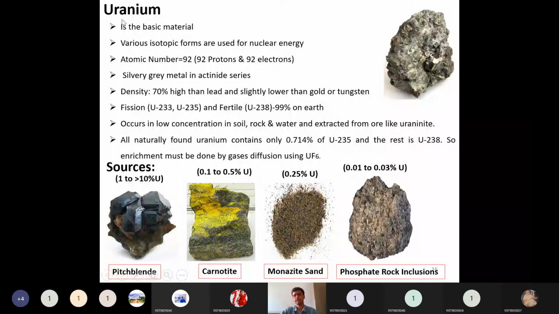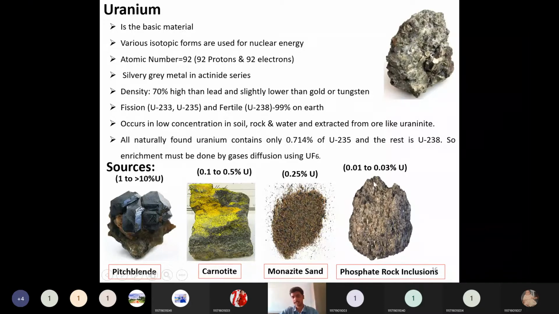Then what are the sources of this uranium? Like I already said, the various sands, beach sands, and monazite sands are sources from where uranium can be extracted. The first one is pitchblende. In pitchblende, the percentage of uranium will be around 1 to greater than 10%. In carnotite ore, the uranium will be 0.1 to 0.5%. In monazite sand, only 0.2% uranium will be there. And in phosphate rock inclusions, it will be 0.01 to 0.03%.